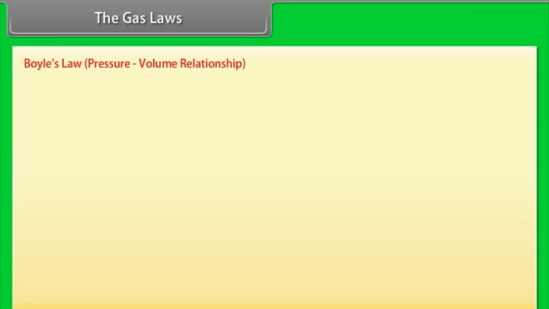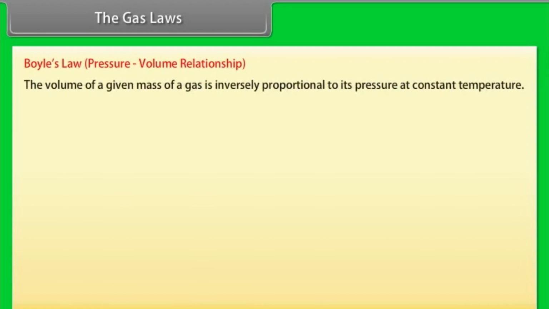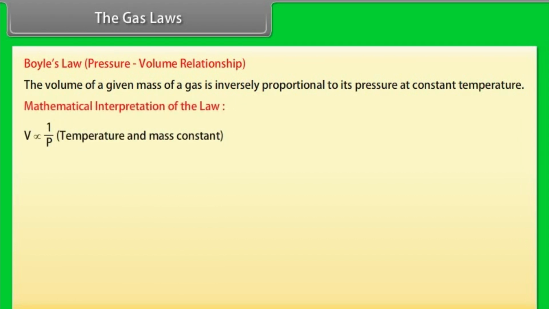The gas laws. Boyle's law. Pressure-volume relationship. The volume of a given mass of a gas is inversely proportional to its pressure at constant temperature. Mathematical interpretation of the law. Volume is inversely proportional to pressure at constant temperature and mass.